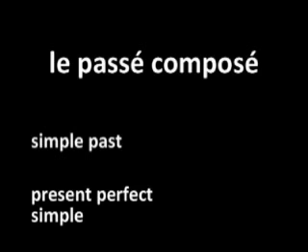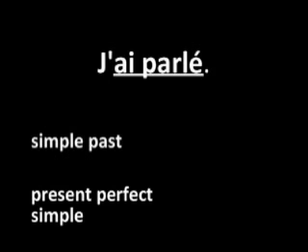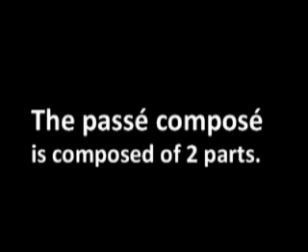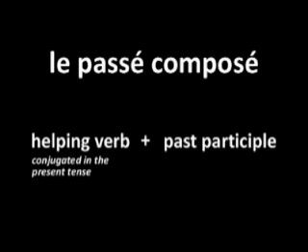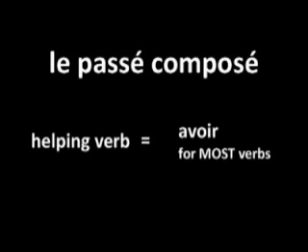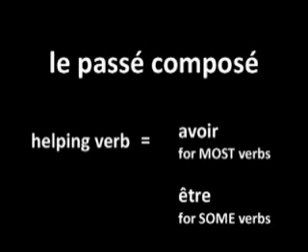For example, depending on the context, the phrase j'ai parlé can be translated as either I talked or I have talked. The passé composé is composed of two parts, an auxiliary or helping verb conjugated in the present tense, and a past participle. Most verbs use the auxiliary verb avoir in the passé composé, although some verbs use être. You will be learning which verbs use être in a future video.